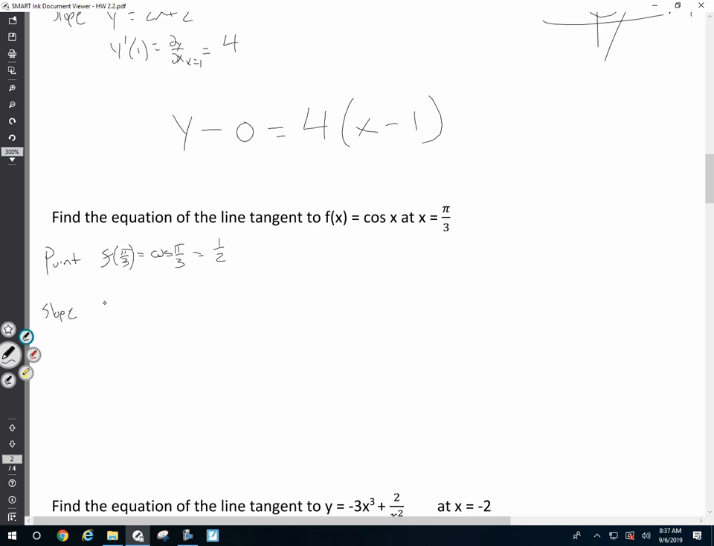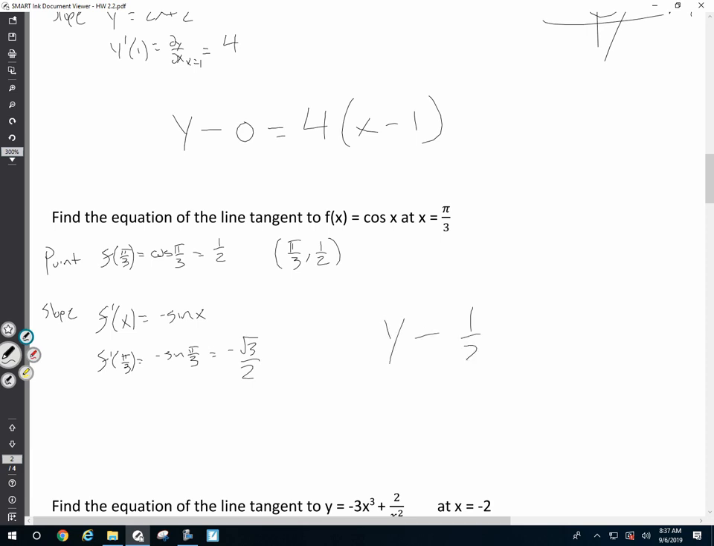Slope comes from the tangent slope generator. Beautiful, beautiful function where we can just plug in x's and we get tangent slopes, instantaneous rates of change. Incredible. Tangent slope generator for cosine is negative sine. At pi over 3, I get negative sine pi over 3. Sine of pi over 3 is root 3 over 2, so this would be negative root 3 over 2. My point, pi over 3, 1/2. My slope, negative root 3 over 2.